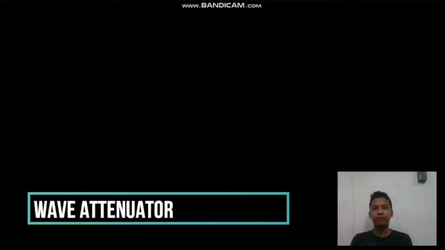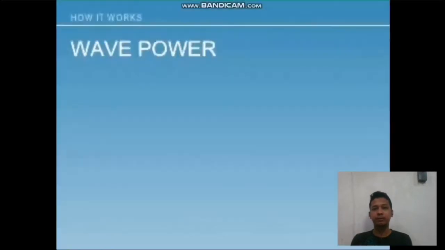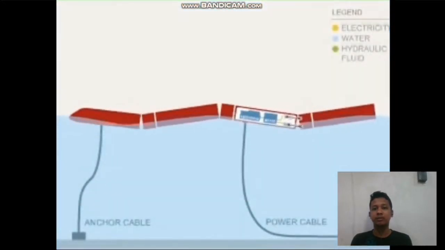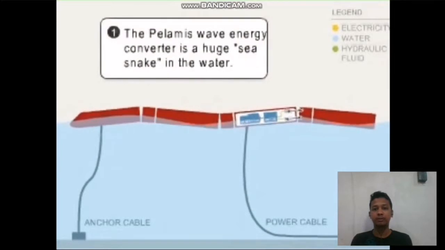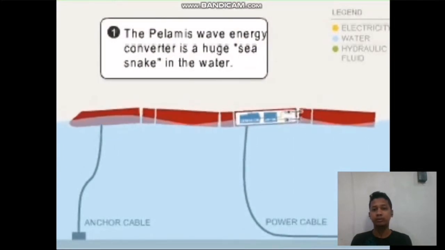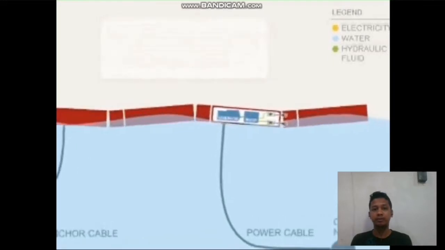Another kind of wave profile device is the wave attenuator. It is also known as the linear absorber. Its difference from the point absorber is that the whole device is floating and it has a long cylindrical body composed of hydraulic ramps connected by joints which are attached to a motor. It looks like a huge sea snake.